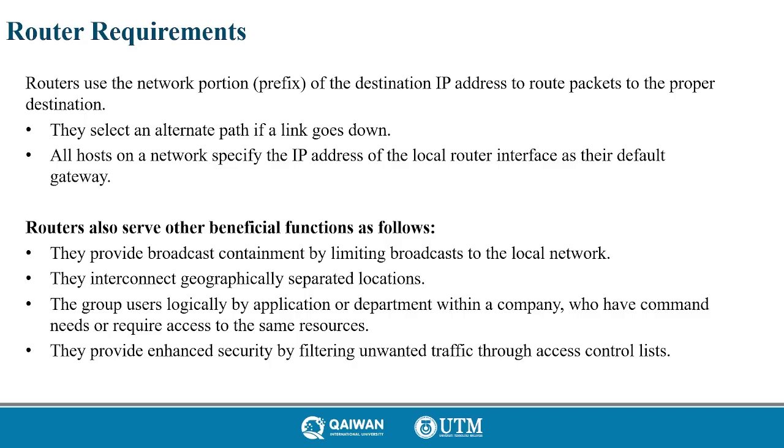So let's say that you have two different locations, one in Arbil, one in Suleimania. The router will allow you to connect these two locations. They group users logically by application or department within a company who have common needs or require access to the same resources. Okay. They provide enhanced security by filtering unwanted traffic through access control lists, ACLs. We explained it in week 4. They will give us security filtering.